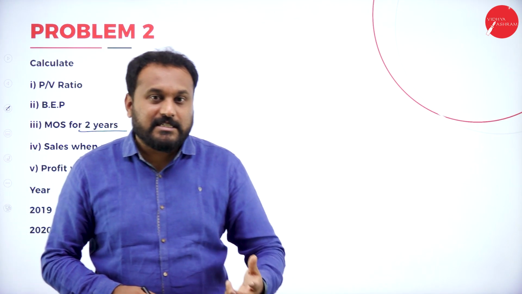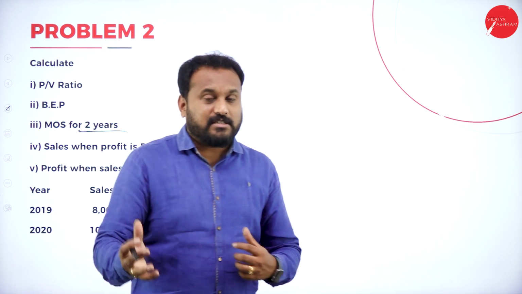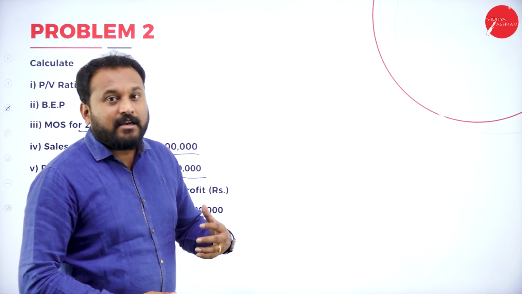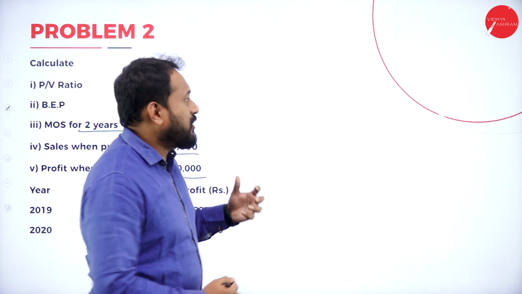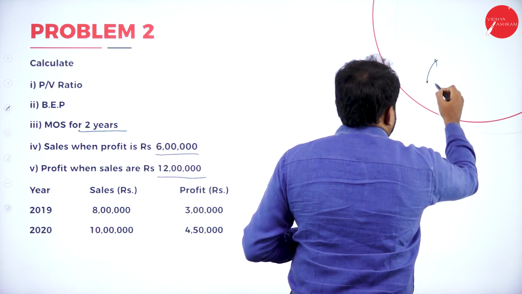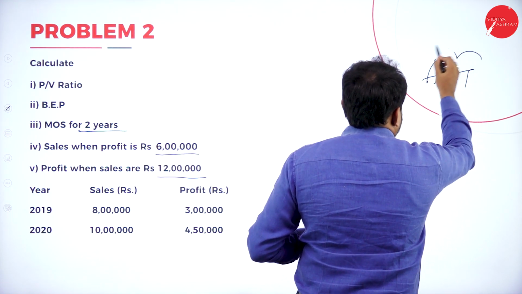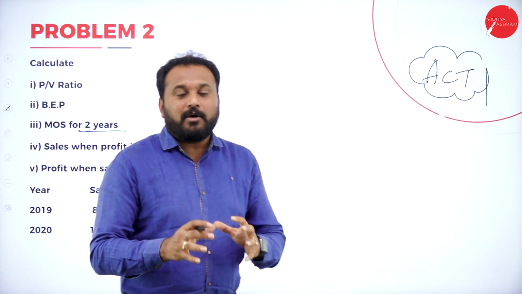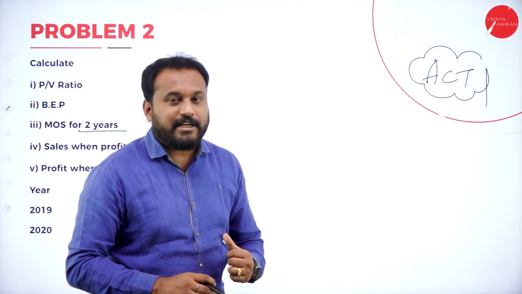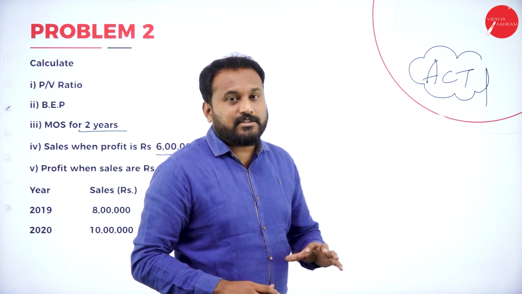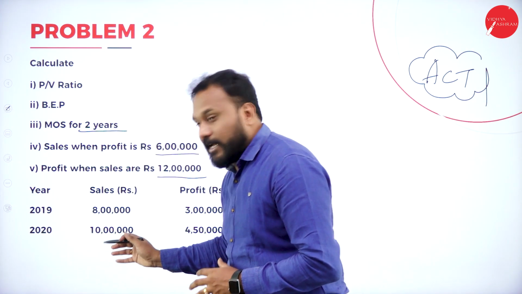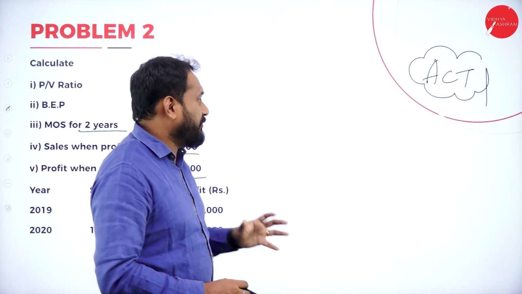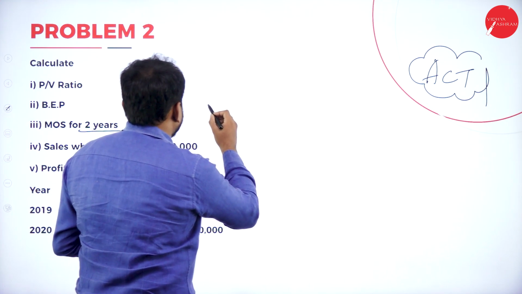Whenever 2 years sales and 2 years profit is given, or loss is given, you are supposed to go with this formula. What is this formula? Again, I'll teach you how to remember this. We call this ACT, that is Abhilash Chandra Tricks. How to remember the formula of profit volume ratio? Whenever you get 2 years sales and 2 years profit, you are supposed to use this formula.